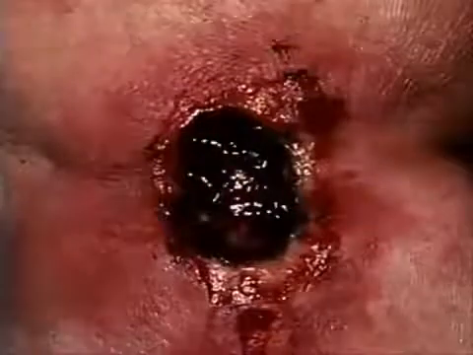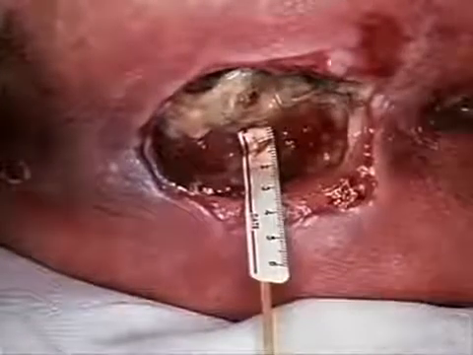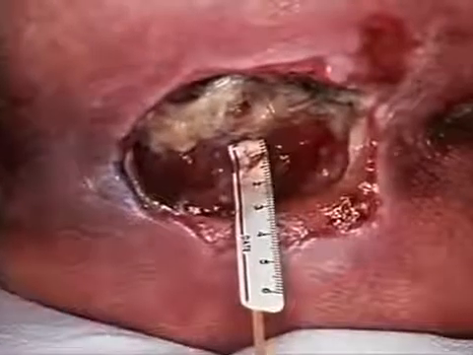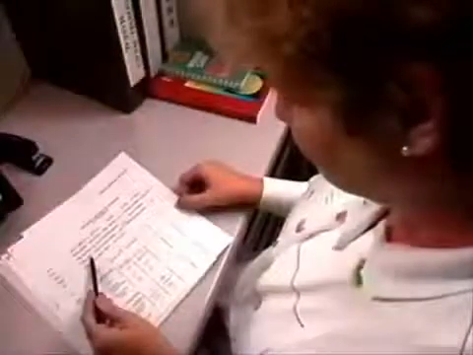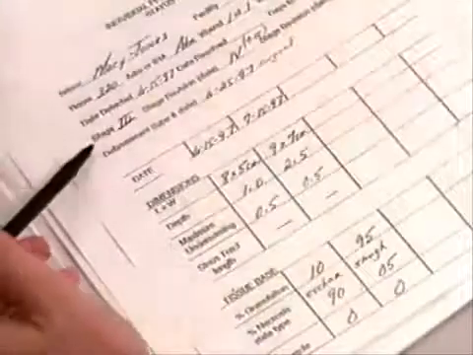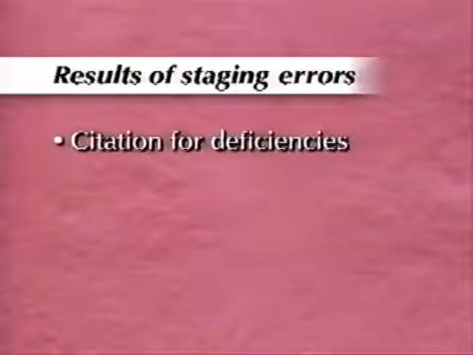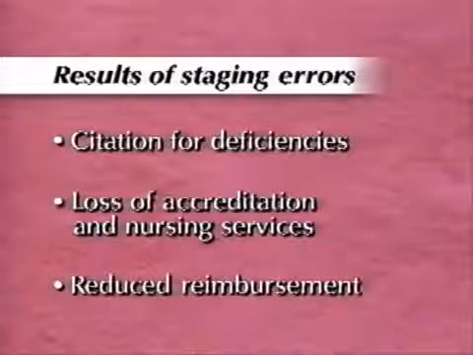Suppose a necrotic pressure ulcer were documented as stage 3, but turned out to be stage 4 when the necrotic tissue was removed. This staging error would mistakenly suggest that the pressure ulcer had deteriorated. And if this error happened regularly, the facility would seem to have a problem with managing pressure ulcers. When documented, such errors would become part of the medical record, which could be reviewed by state surveyors and regulatory bodies such as JCAHO. Therefore, staging errors could lead to citation for deficiencies, loss of accreditation and skilled nursing services, and reduction of the level of reimbursement.